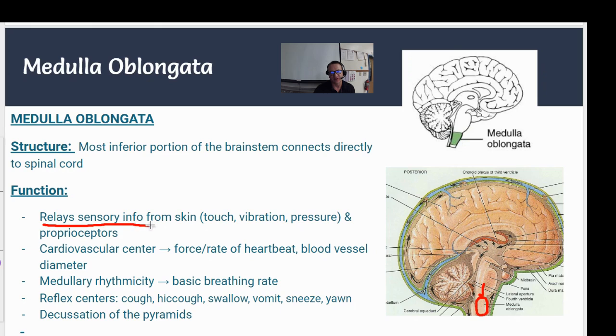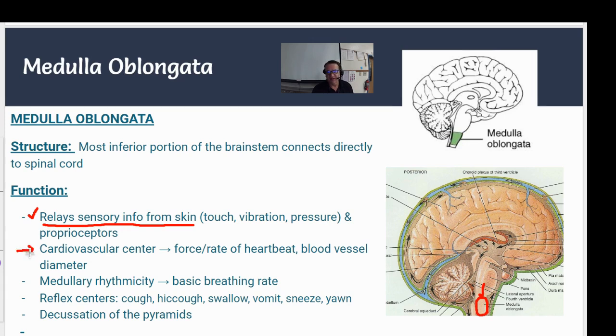Relays sensory info from the skin. True. Touch, vibration, pressure, and also proprioceptors. Remember, it tells me where my body is. Okay, my hand's right here. I've got my eyes closed, but I know it's right there because I have proprioceptors. I can also, without looking, touch my nose, my mouth, my chin. I can do that because I have proprioceptors. It allows my brain to know where my body is in space, even if I'm not looking at it. But I would be careful with this one, because if you just put this as a function on the test, that sounds a lot like the thalamus to me. So I would focus more on these down here.